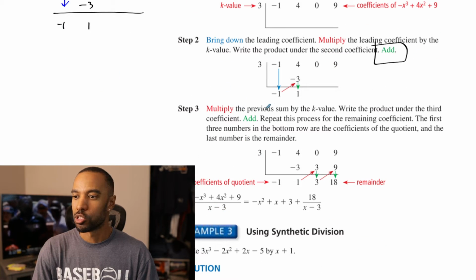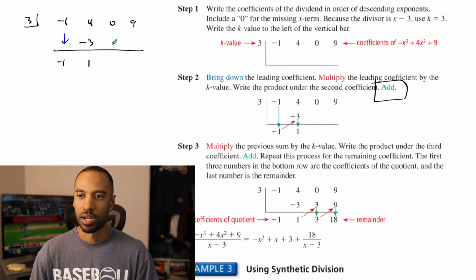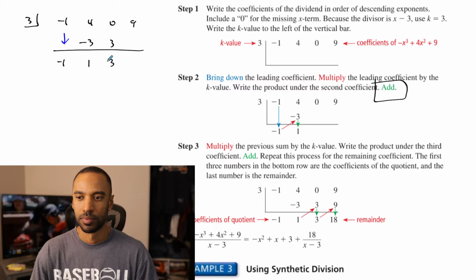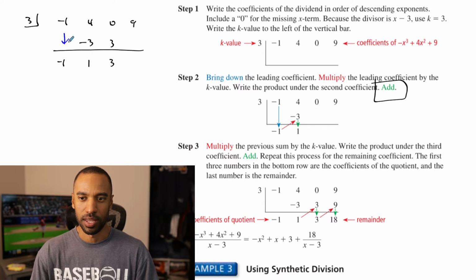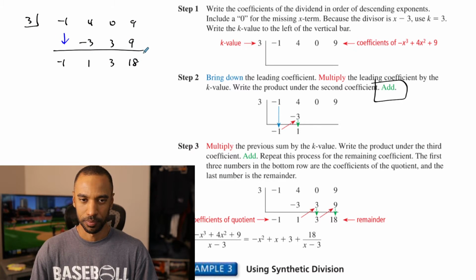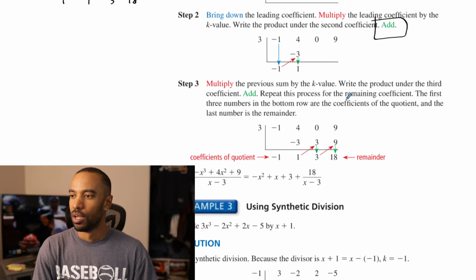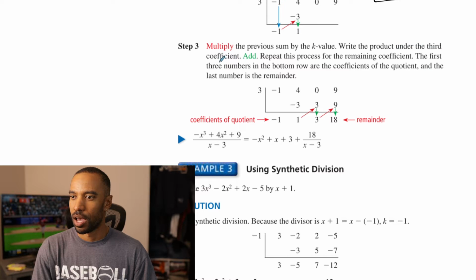Rinse and repeat. Multiply the previous sum by the k value. 1 times 3. 1 times 3 is 3. Add. 0 plus 3 is 3. Multiply. 3 times 3. 9. Excuse me. 9 plus 9 is 18. Now, they wrote all this. Here's their answer.